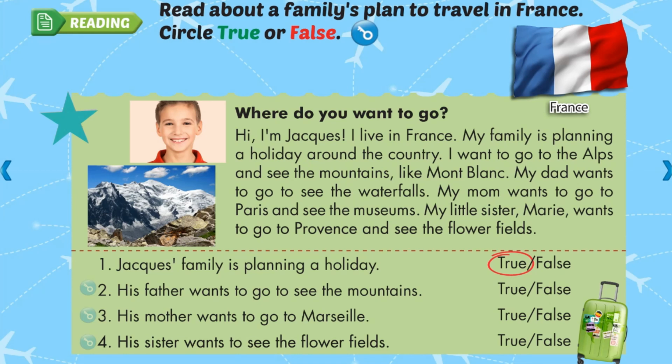Now let's answer questions 2, 3, and 4. Number 1 is an example. Jacques's family is planning a holiday. The answer is true. Number 2. His father wants to go to see the mountains. The answer is false.